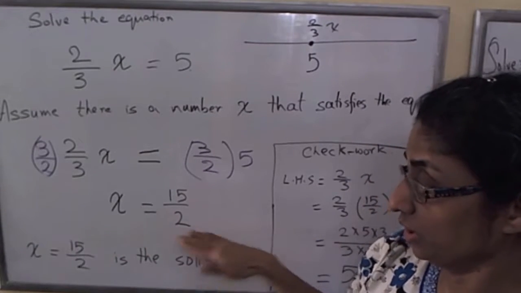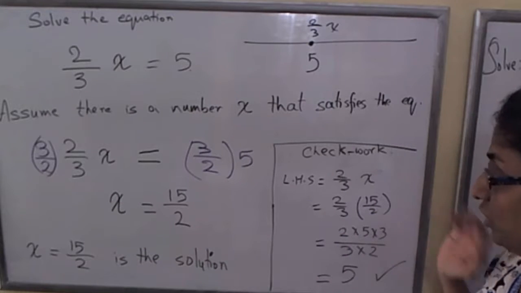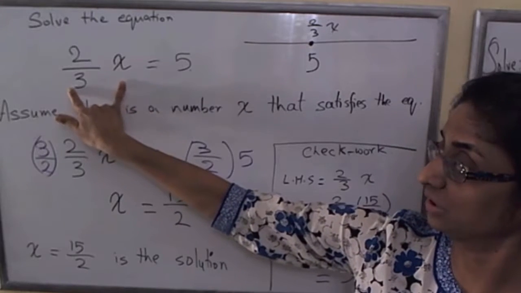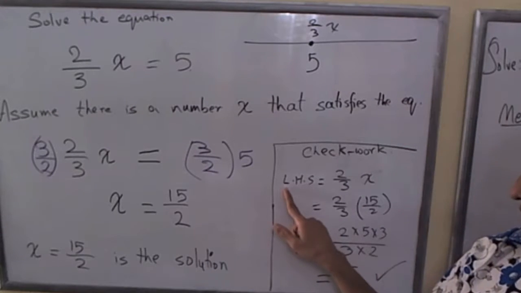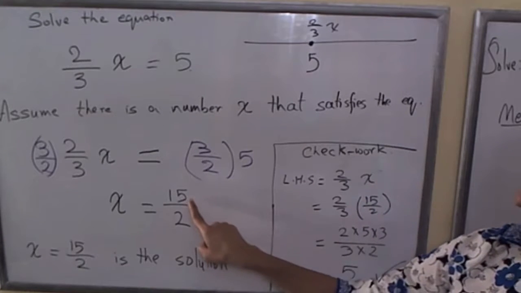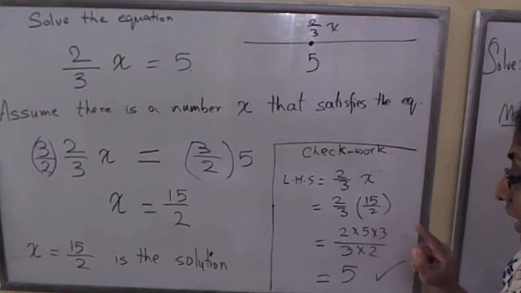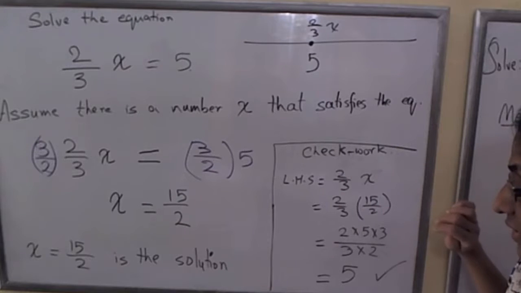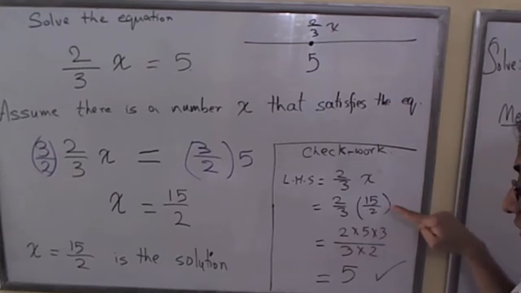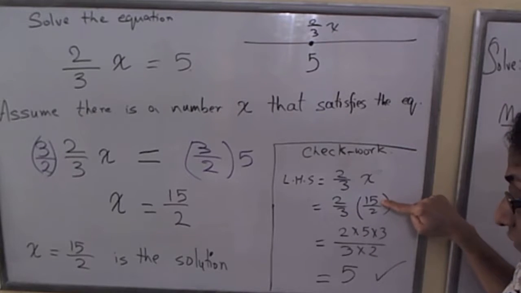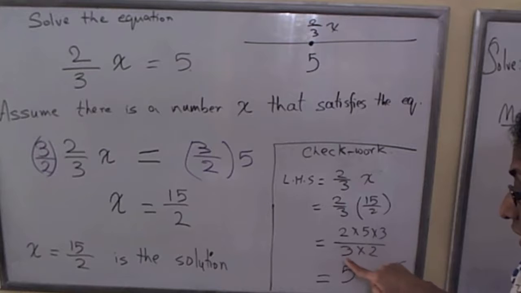Normally check work would go here, but because of the board space, I've put the check work here. This is one way of doing check work, where I start out with the left-hand expression, 2/3 x. And for x, I put in the number 15/2. Notice I don't multiply out 2 and 15. Instead, it's nicer to just keep 2 as 2 is. For 15, I think ahead of time because of the 3, and I factor 15 as 5 times 3. And here in the denominator, I have 3 times 2.